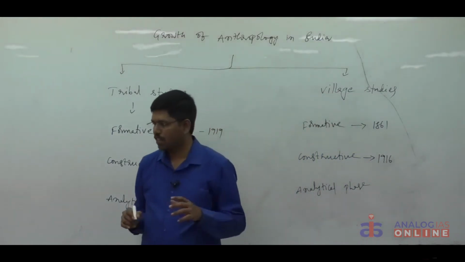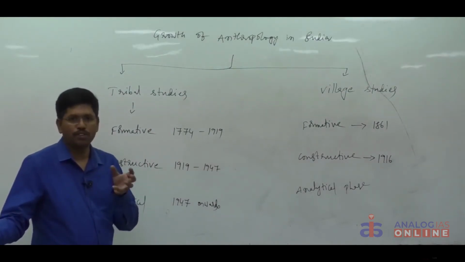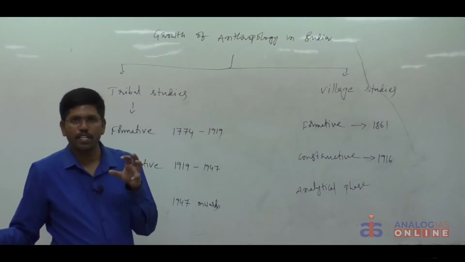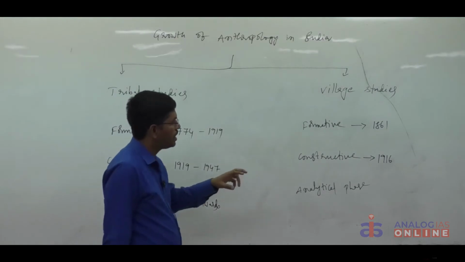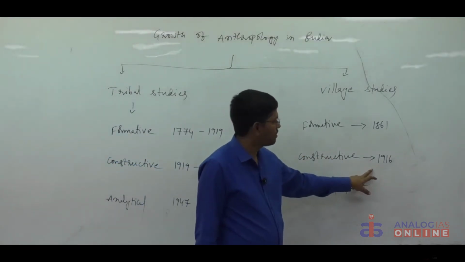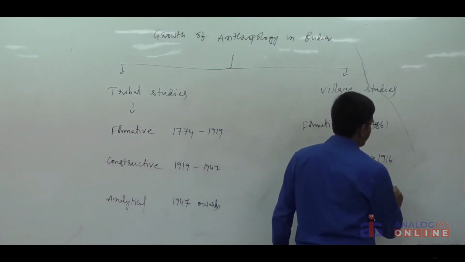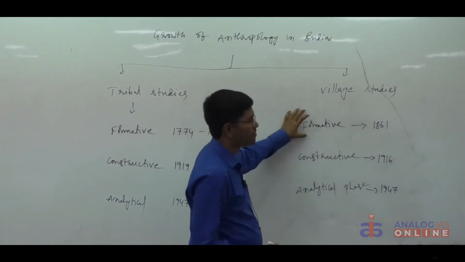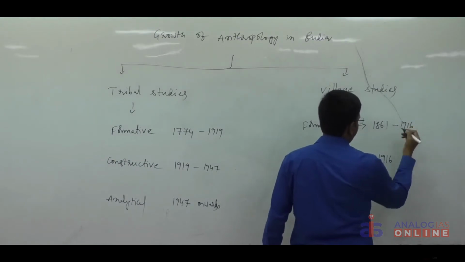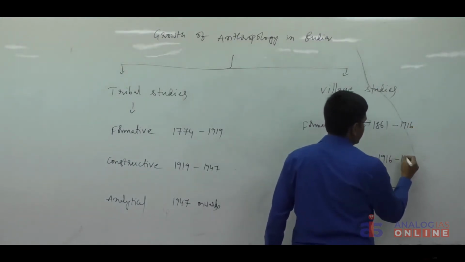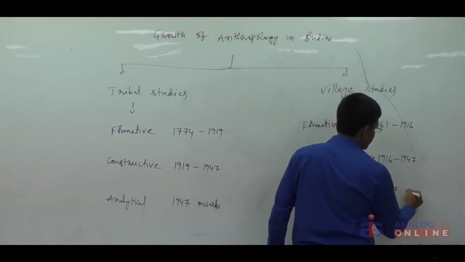In Madras University, there is an anthropologist by name Gilbert Slater. Under the guidance of Gilbert Slater, his students went to villages and studied the villages, and their findings were published in the form of Some South Indian Villages in the year 1916. That's why 1916 is considered another significant milestone in the development of village studies. Later, independence, 1947. That's why, with respect to village studies, the formative stage is from 1861 to 1916, the constructive phase is from 1916 to 1947, and the analytical phase was from 1947 onwards.